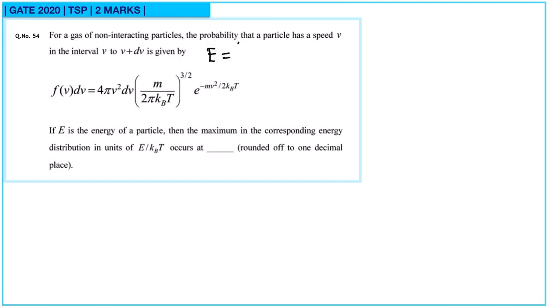Now we know energy is equal to half mv square. We will write this equation in terms of energy. So from here we can say v is equal to under root twice E by m.